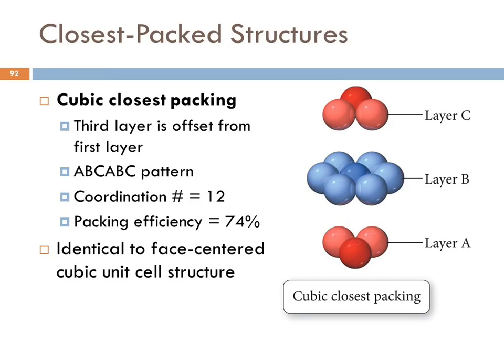And there's cubic closest packed. So you've got the first layer, the second layer is offset, the third layer is also offset. So this is an ABC pattern. Here we have a coordination number of 12, a packing efficiency of 74%. This is the same as face-centered cubic. The hexagonal closest packed was not the same. This one is the same as face-centered.